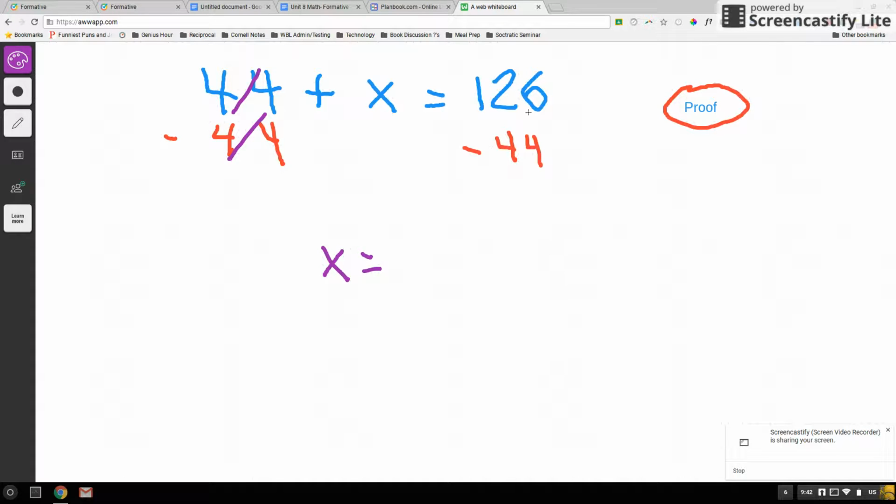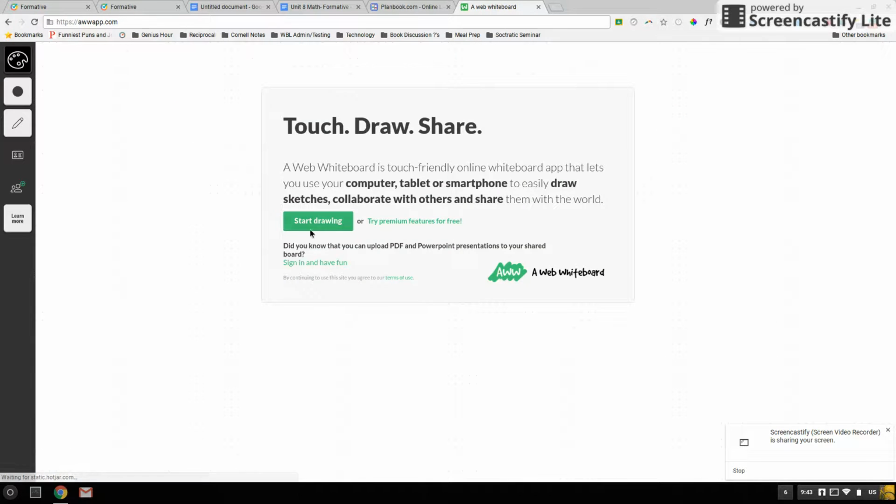On the other side then, I'm going to take 126 minus 44. If I can't do that in my head, I can just simply do it right here. I know that that's 2. I'm going to make that 12. Makes me 82. So I know my x equals 82. It's a very simple little proof for us to do, but you can see how I worked it out. I actually wrote every single one of my steps. All right, let's do one more.